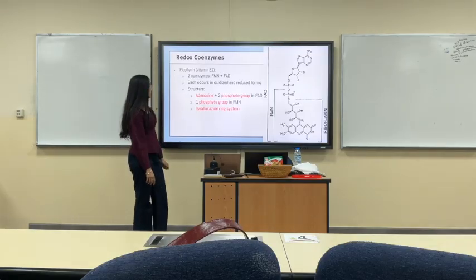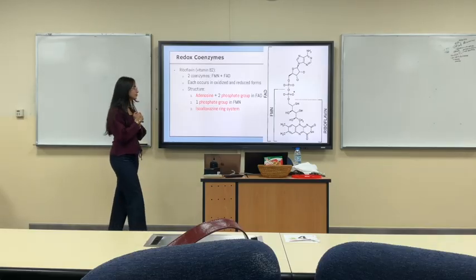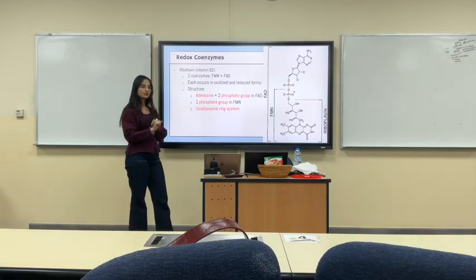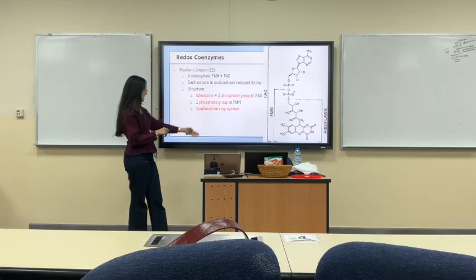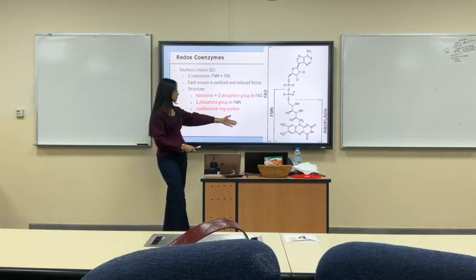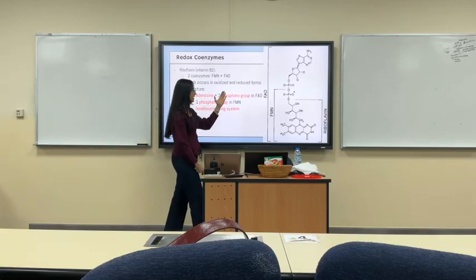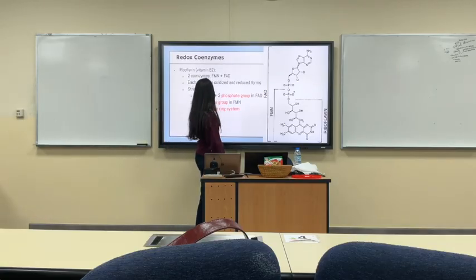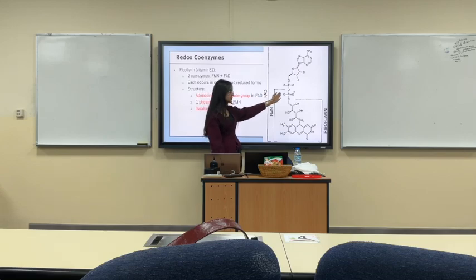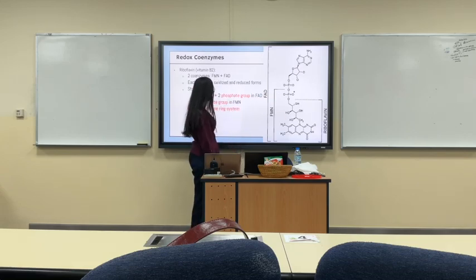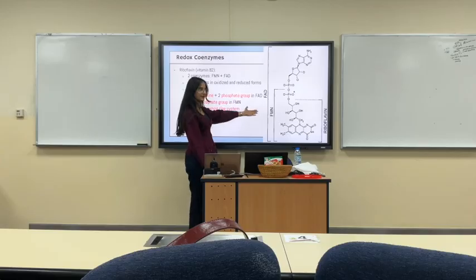As for the second one, we have riboflavin, which is vitamin B2, and the two coenzyme forms are FMN and FAD. This is the basic structure. You have riboflavin, which has an isoalloxazine ring system, and for FMN we have one extra phosphate group. For FAD we have two phosphate groups and an adenosine.